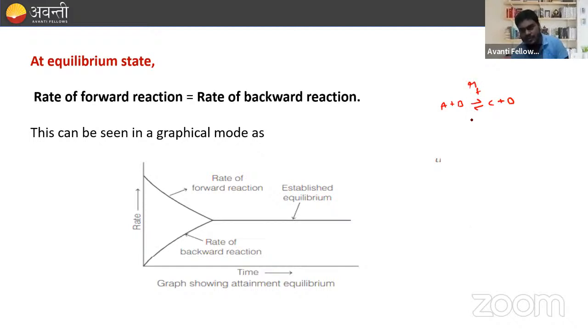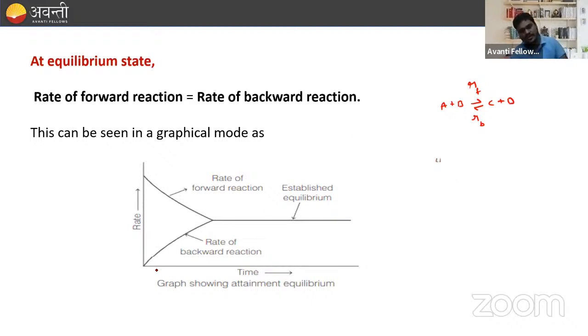This is called rate of forward reaction. And this is rate of backward reaction, how from C plus D you will prepare A plus B. So at initial, both the rate of forward and rate of backward reaction are zero. When the time started, the rate of forward reaction starts increasing. Then this rate of forward reaction starts decreasing, right?